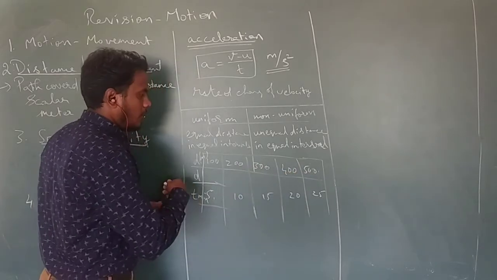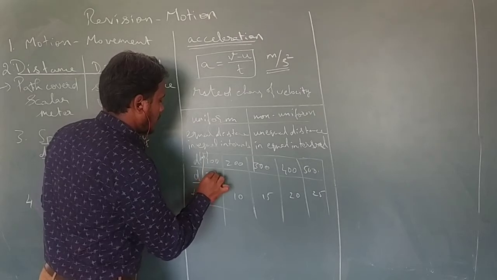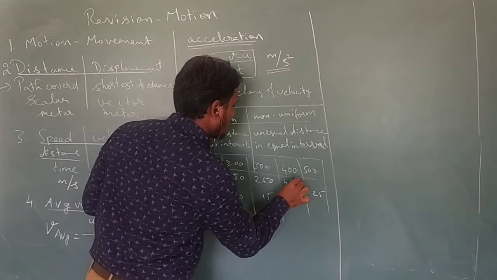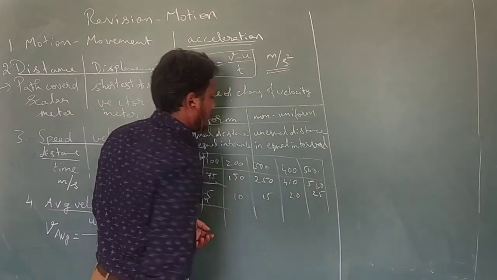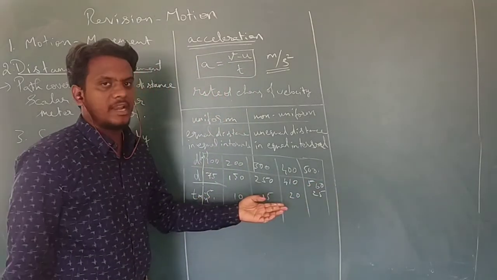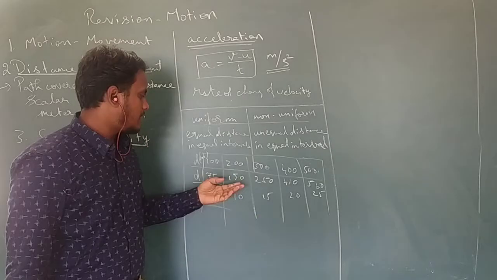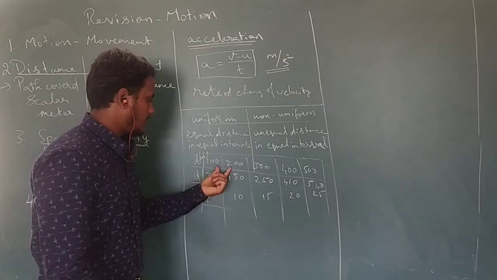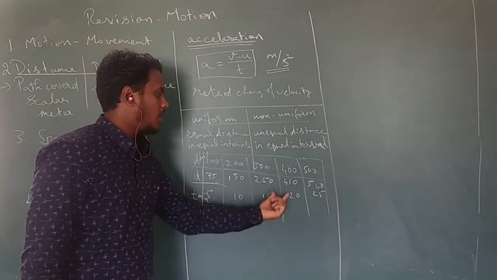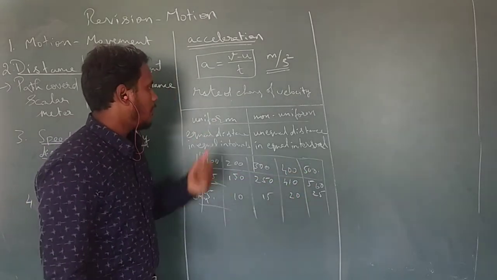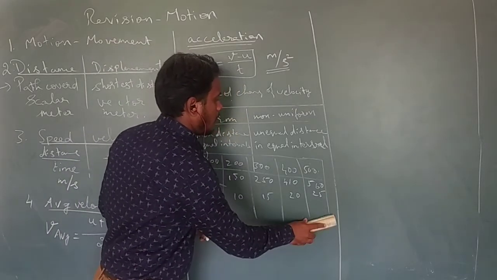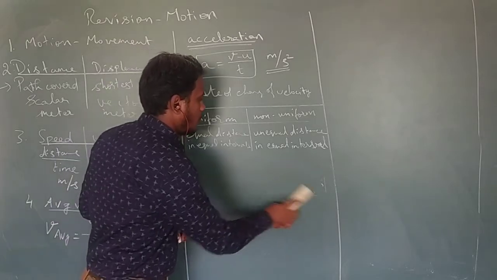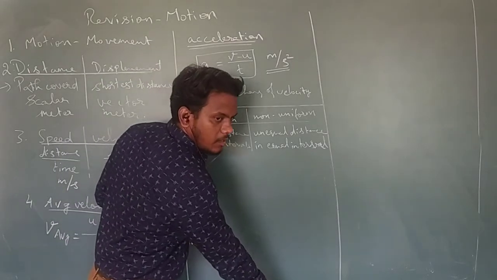Let's say another vehicle is traveling and moving randomly like this. Here also we take the same intervals, but in the same intervals the distance covered is not equal. So when an object covers equal distance in equal intervals of time, we call that type of motion uniform motion, right? If it does not do that, it is called non-uniform motion, right?